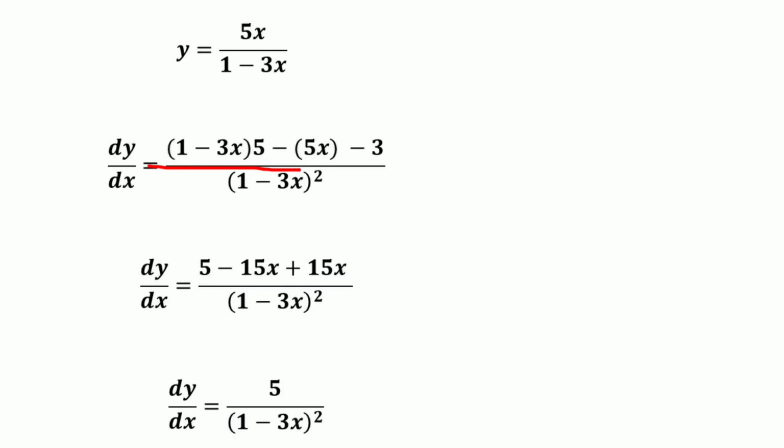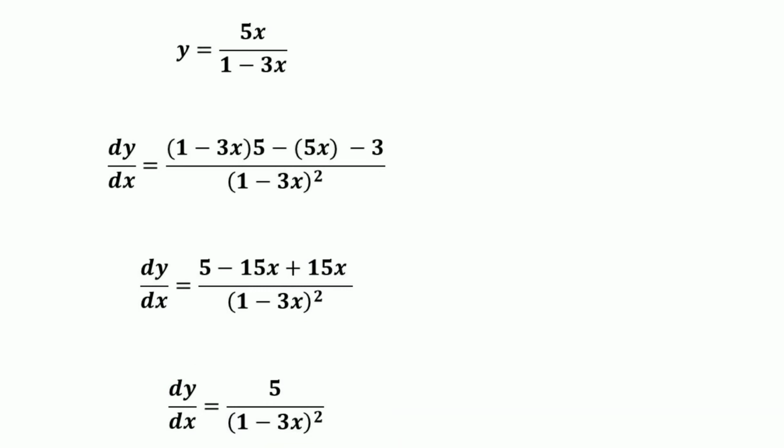So if you multiply 1 minus 3x into 5, then it will become 5 minus 15x, plus 5x into minus 3 which will become plus 15x, divided by the denominator squared, which is equal to 5 minus 15x plus 15x; the 15x terms will be cancelled. So it will be 5 divided by (1 minus 3x) squared.